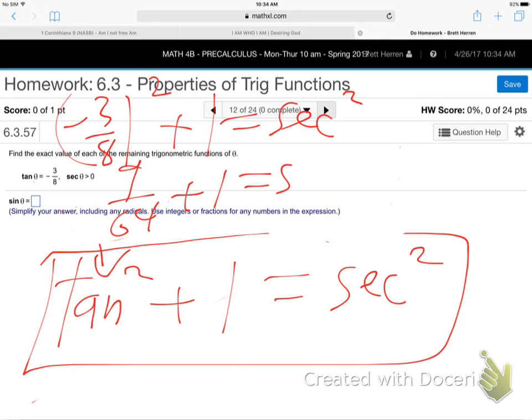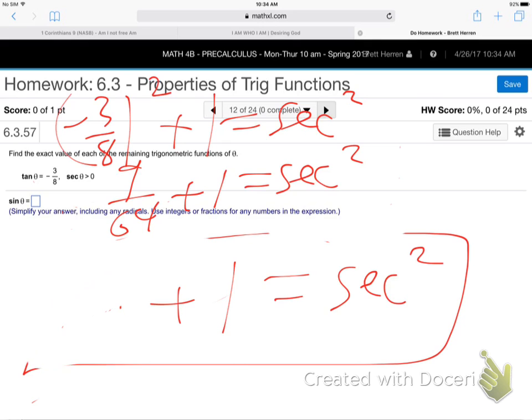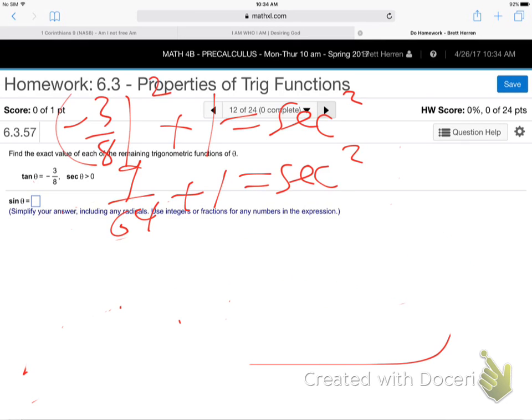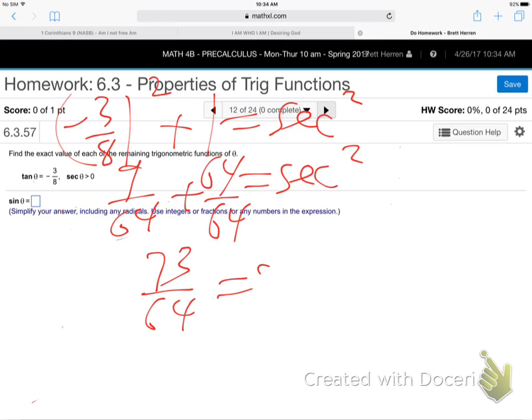9/64 plus 1 is secant squared. Good to there. So now, what am I going to do with that? That one there is 64/64 again, huh? Add them up. What's this? 73/64. Secant squared. Root it.